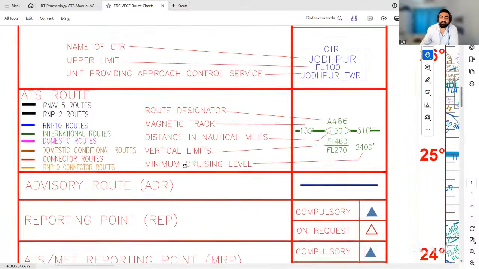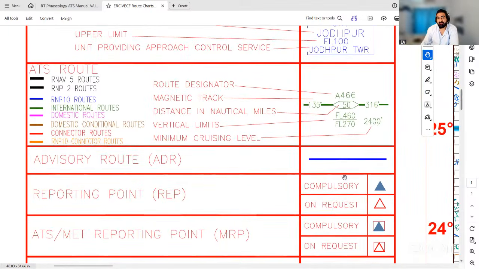Something called advisory route. Okay. Color is similar to RNP 10 routes. ADR. Please put an asterisk. I mentioned ADR, put an asterisk so that we can go through a definition and know the differences. Maybe sometime.